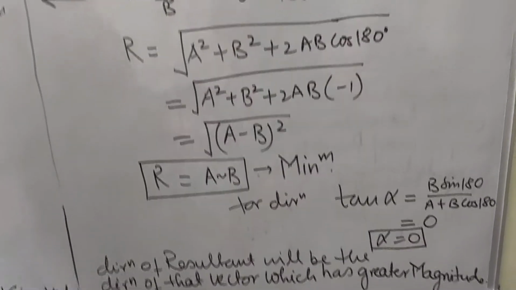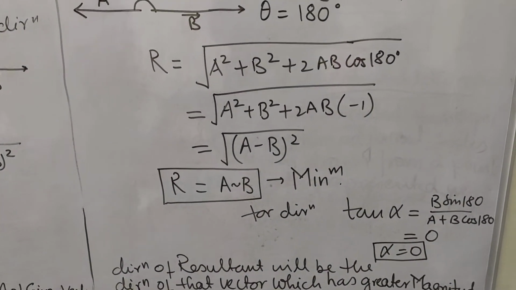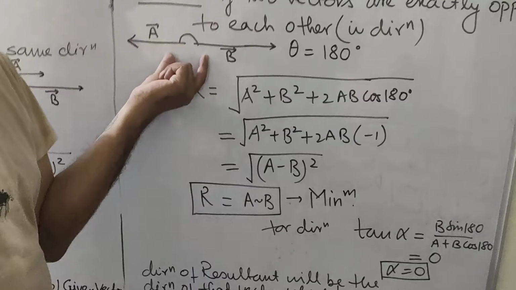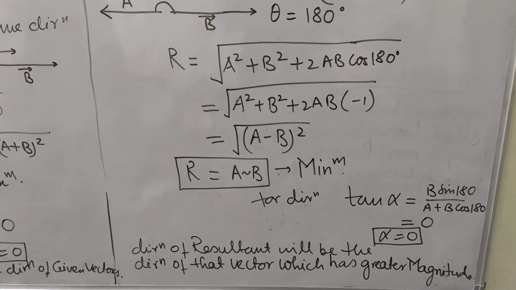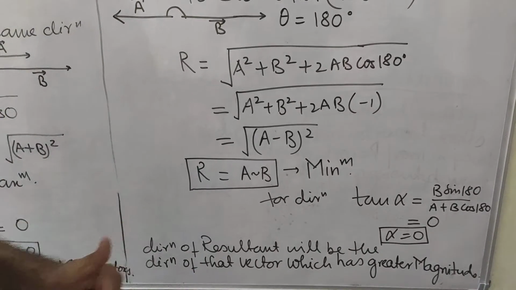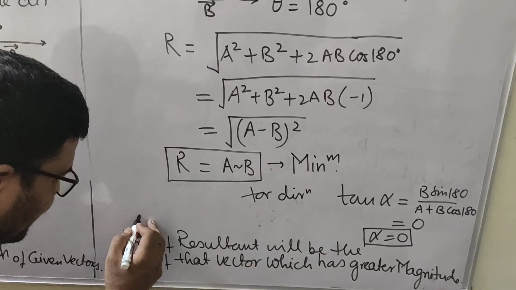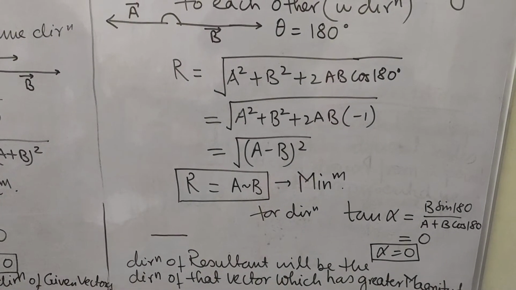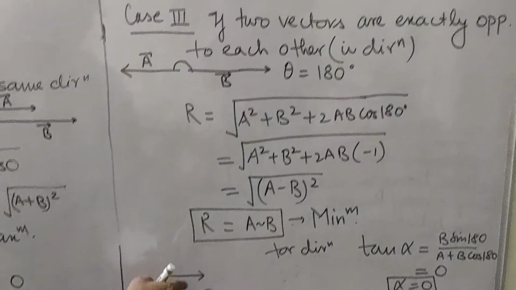Now there arises a confusion. If alpha is 0, that means the resultant will have the direction of the given vector, which I discussed in case 1. But here both the given vectors are in opposite directions. So if alpha is coming out to be 0 in opposite cases, then the resultant will take the direction of that vector which has greater magnitude. Here in this particular example, for the difference of two vectors, I am considering it as B minus A, and the direction will be this, because vector B is greater than vector A.